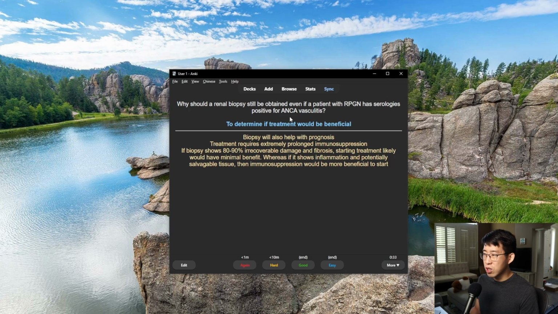So the treatment for ANCA vasculitis is basically months of prolonged immunosuppression. So if the biopsy shows 80 to 90% irrecoverable damage, scarring, and fibrosis, then the treatment probably is not going to be that effective. It may help you weigh the risks and benefits of starting them on prolonged immunosuppression or not. Whereas if it's just active inflammation, but there's no scarring present, then these patients would probably benefit more from immunosuppression.